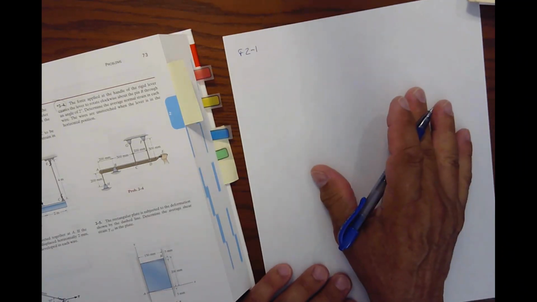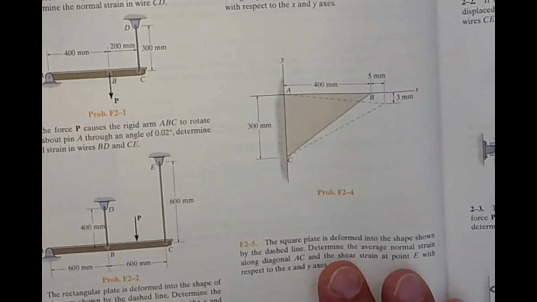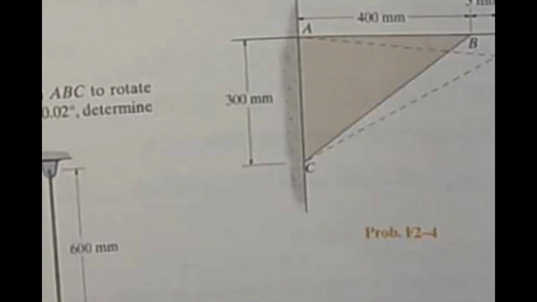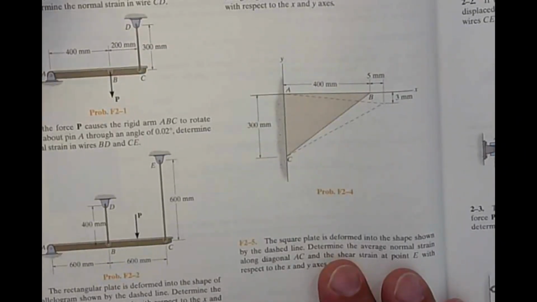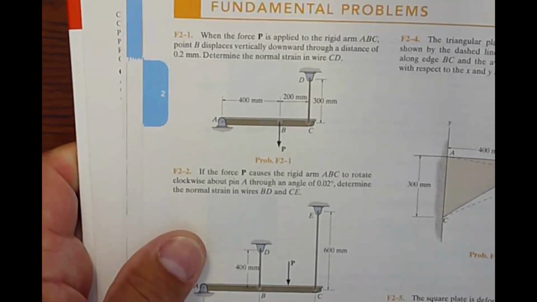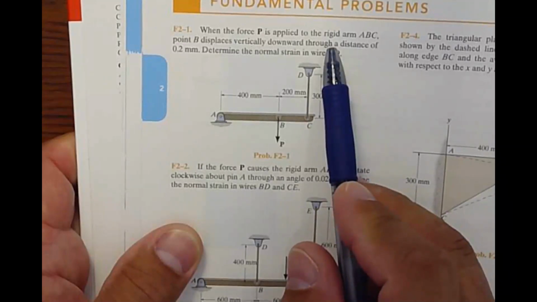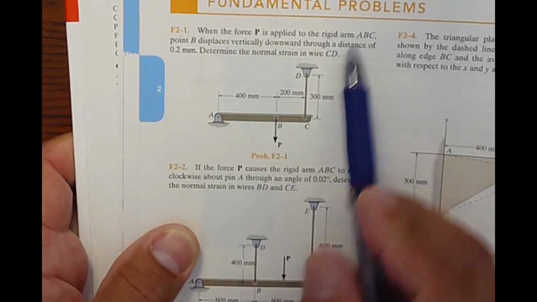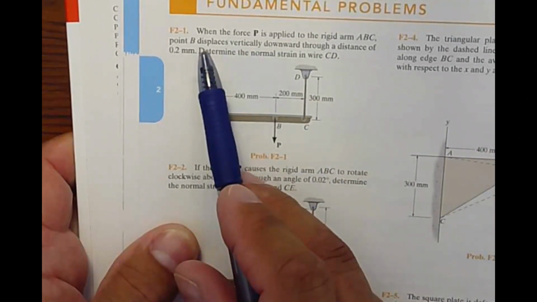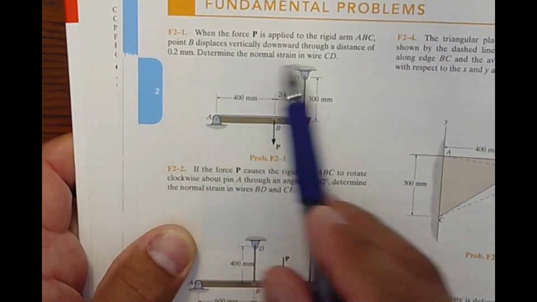Since they do a much better job on the graphics than I do, let's take a look at the book. There we go. So here's the problem. When force P is applied to the rigid arm. Now note, when they say rigid arm, that means it does not deflect. We have a rigid arm, ABC. Point B displaces vertically downward through a distance of 0.2 millimeters. Determine the normal strain in the wires CD.